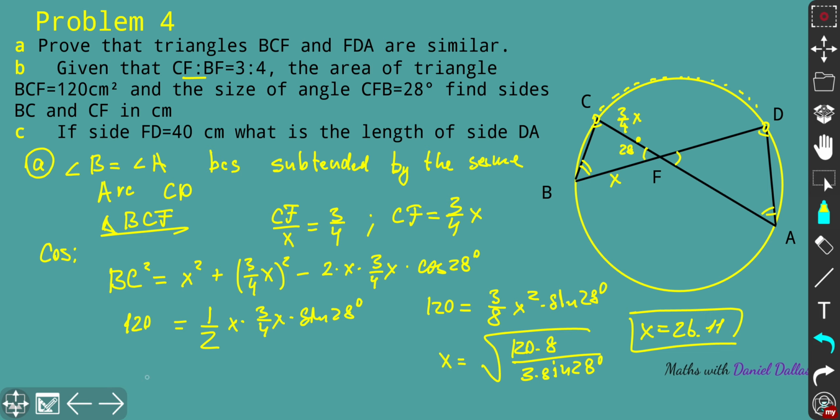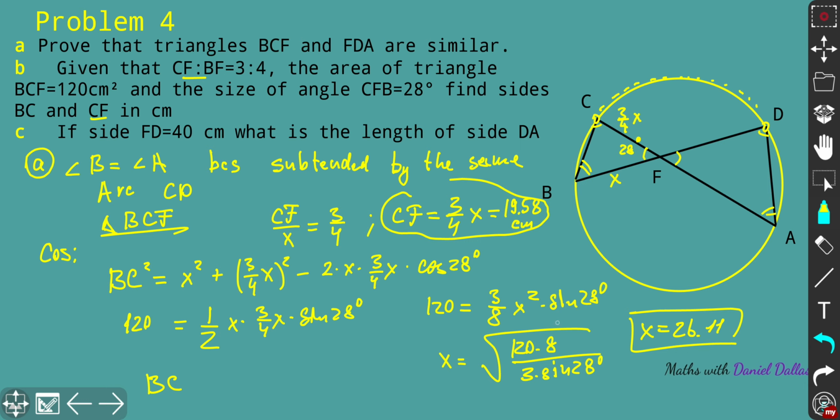So that means we can plug into the formula and calculate first BC and then CF. Because we also need to calculate CF, let's calculate that first. We multiply by 3 over 4, which is 0.75, and you'll get around 19.58. So that's our CF. So we answered part B. For CF, we calculate the value in centimeters.